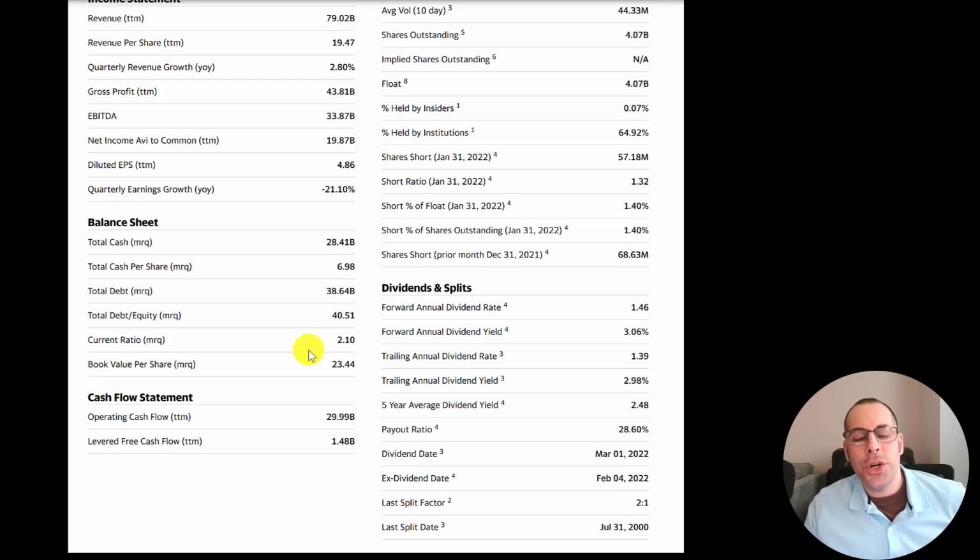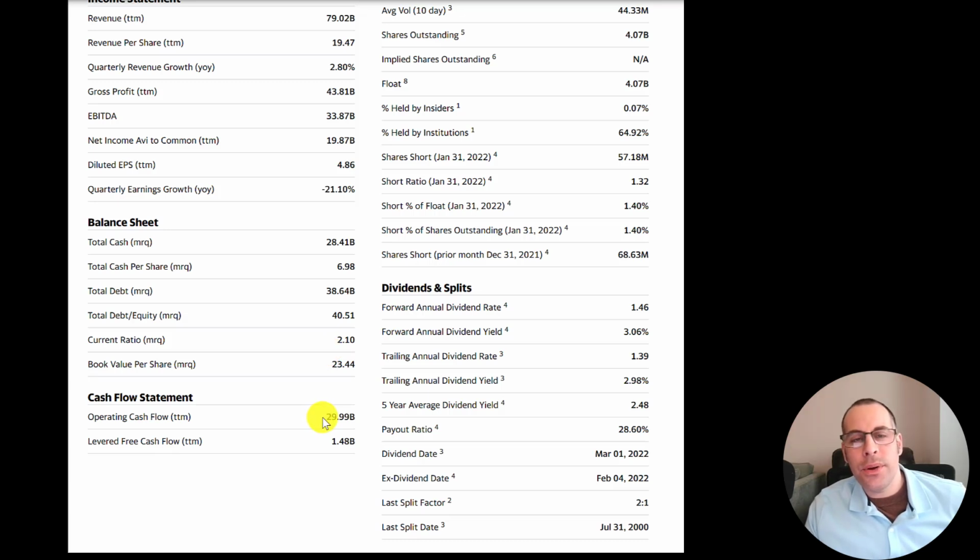They have a current ratio of 2.1. That's current assets over current liabilities. Book value per share is 23.44. That's equity on the balance sheet divided by shares outstanding. So if you own 1 share, that means $23 of the balance sheet is due to you.